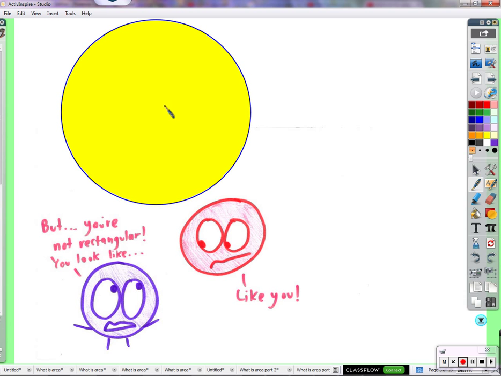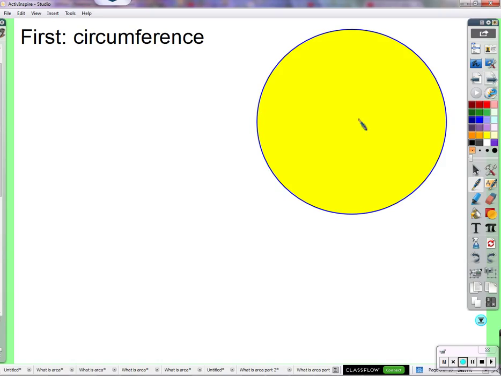So we need to remember a couple things. Actually, I think I have it on the next slide. No, not quite. A couple things. The radius is from there to there, right? And all the way around, it's called what? Circumference. And circumference, we talked about a little bit ago, is equal to what? Pi times d squared?